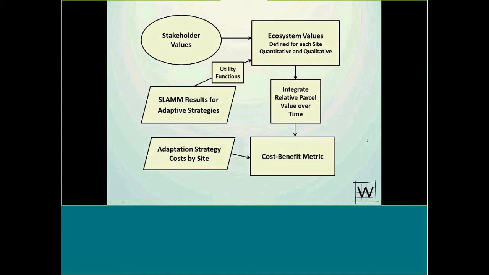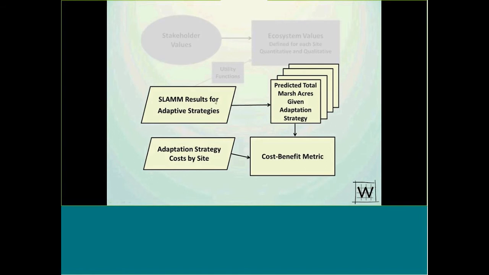So again, going back to this conceptual box plot, I want to actually focus on the lower part of this. If we take out this concept of defining utilities and what you value about each site, you still have a pretty powerful tool where you have SLAMM model results for different adaptive strategies, and then you can have a predicted total marsh acres given the adaptation strategy. And this is multiple boxes here because we're assuming there are multiple adaptive strategies that are modeled. And then with the cost, you can get a cost-benefit metric.